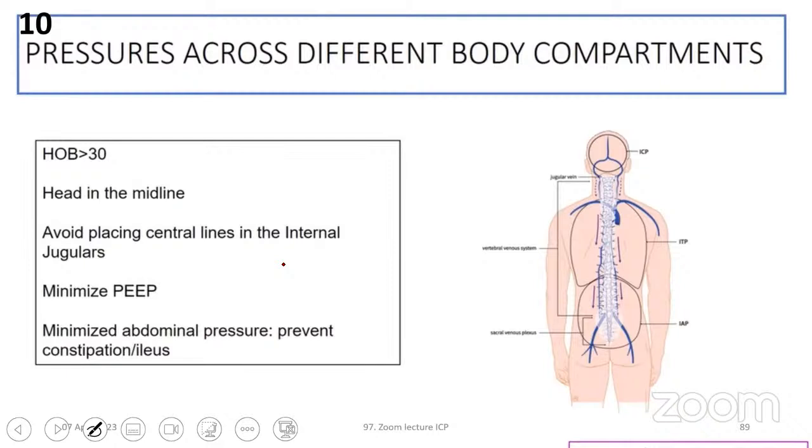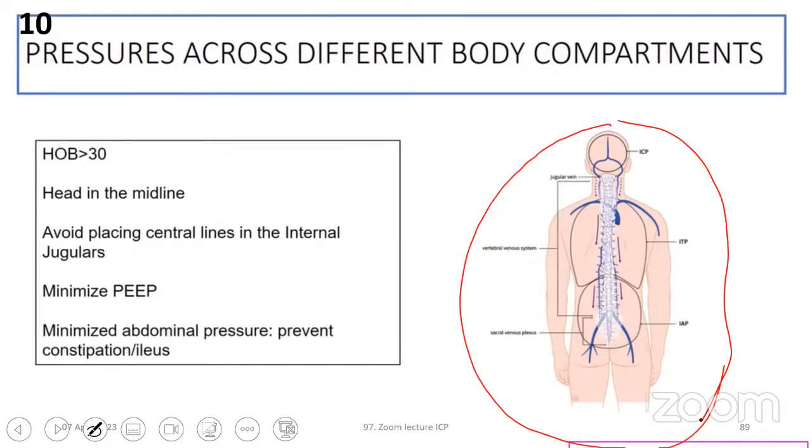These are pressures across different body compartments, and you can see that the pressures are variable. The important thing is that the head should be in the midline in cases of stroke. Avoid placing central lines in the internal jugular veins and minimize the positive end expiratory pressure. ICP waves are dependent on the respiratory cycle as well as the cardiac cycle. Minimize abdominal pressure. You have to prevent constipation and ileus, so that will also help.